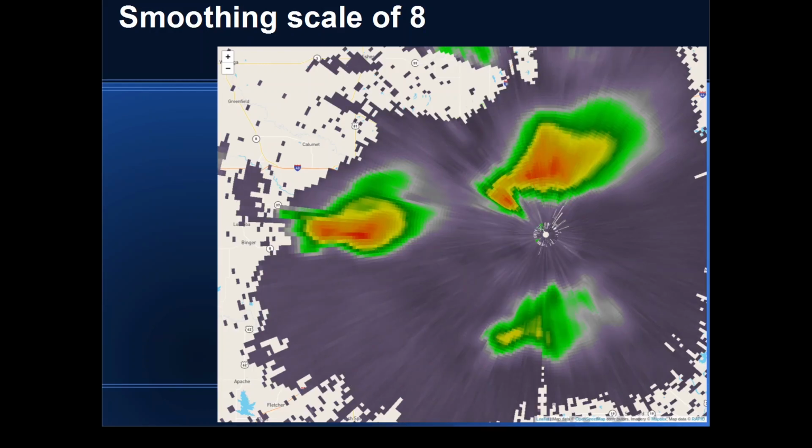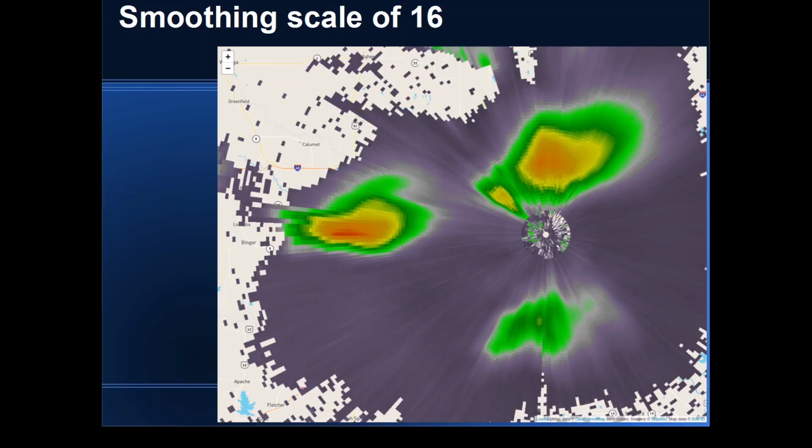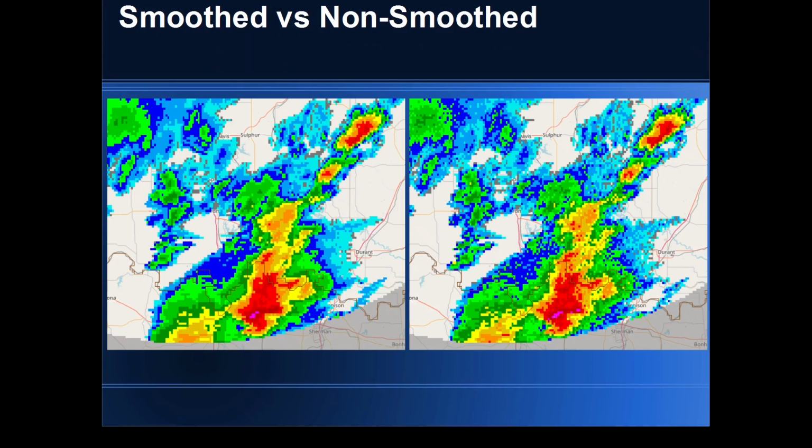Here we have a scale of 8. And finally, we have a scale of 16. You can tell as the scale increases that the values of the moving average have a dampening effect on the output values. This in turn will smooth the final W2merger CONUS output. The effect on final merge data is subtle, but it's noticeable.